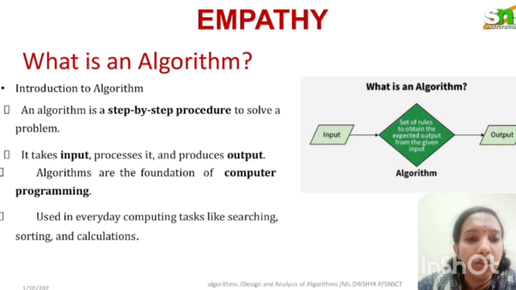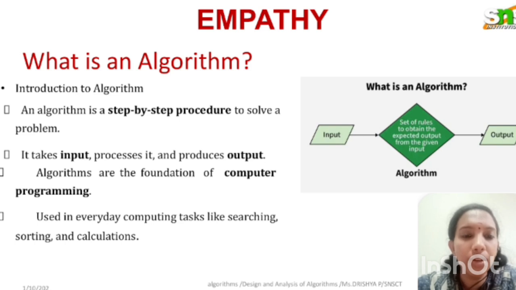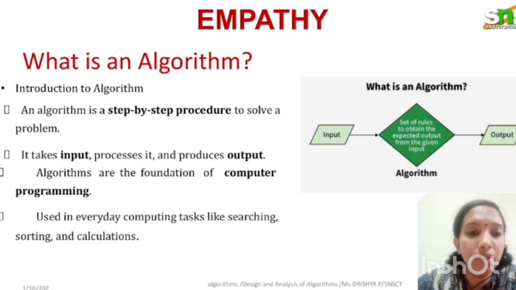Look into the diagram. First there is an input and an output. The middle one is the algorithm, a set of rules to obtain the expected output from the given input. First of all we give an input, and using this input we have some conditions or rules. Those rules and conditions are known as the algorithm. After this algorithm we get an output. So this is the diagrammatic representation of what an algorithm is.